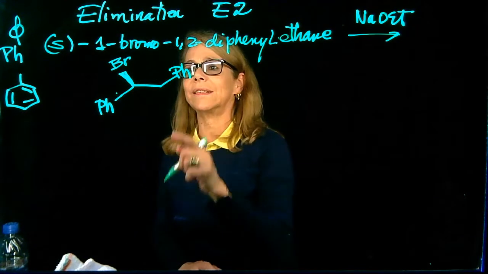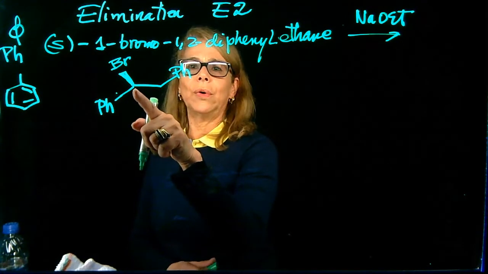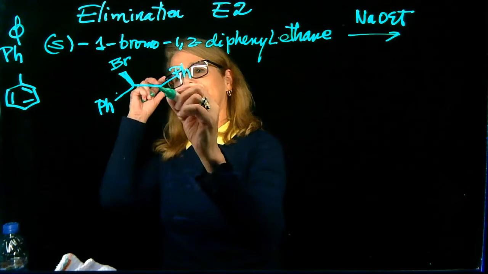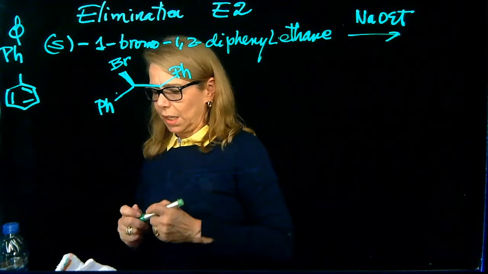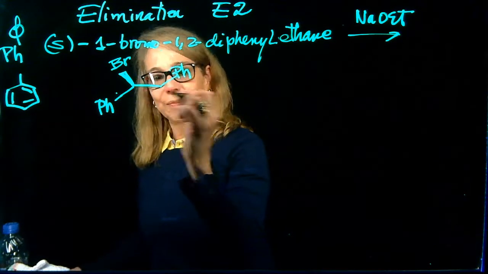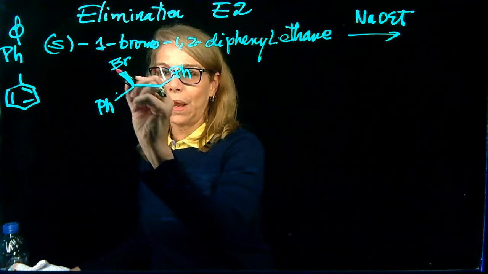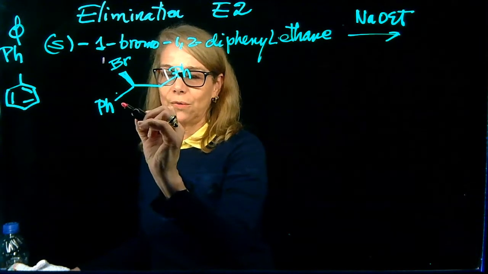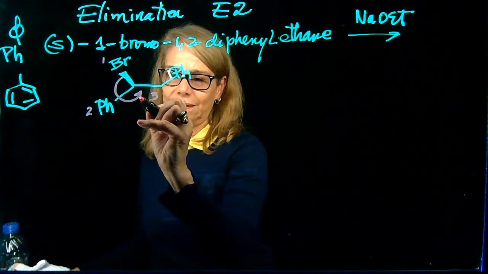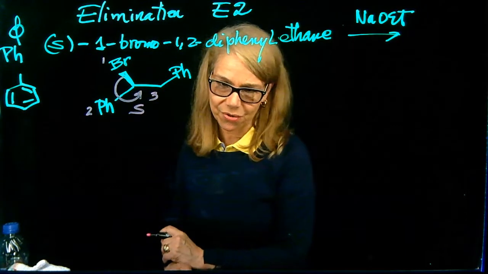So that's it. Notice 1-bromo-1,2-diphenylethane, and that's the S configuration. To remind you how we do absolute configuration, the hydrogen is in the back, so we have priority 1, priority 2, priority 3, so this is S. So I have the right structure.